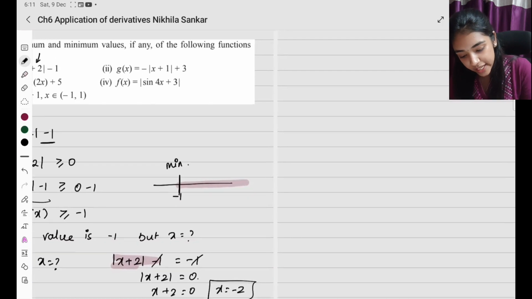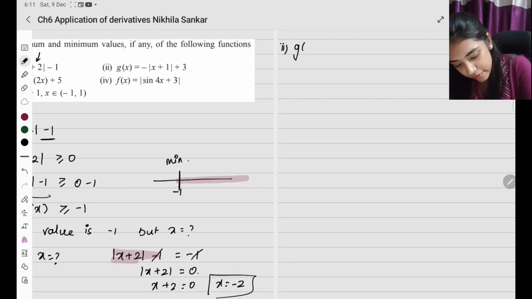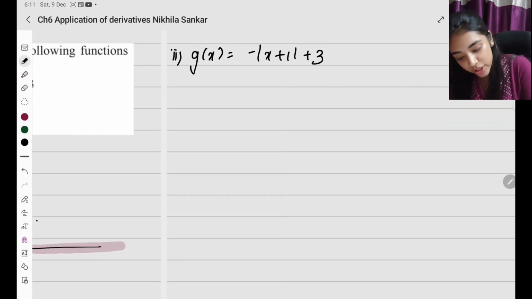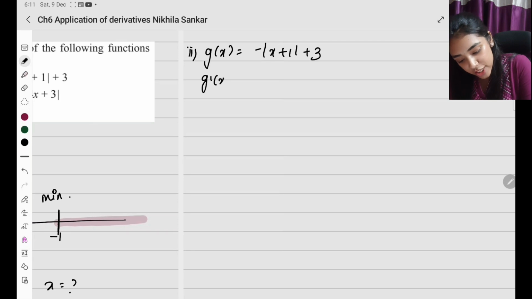Subsection 2. Again, I have a mod function. I have g of x equals minus mod of x plus 1 plus 3. So I again have a mod function. This cannot be done directly. I cannot find my g dash of x. Okay, so what am I going to do?